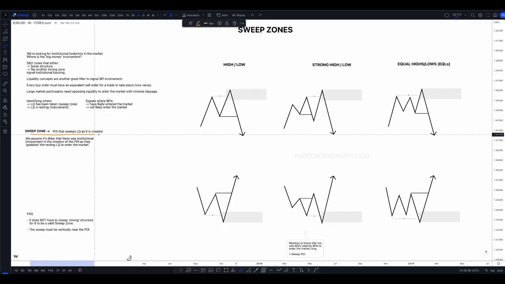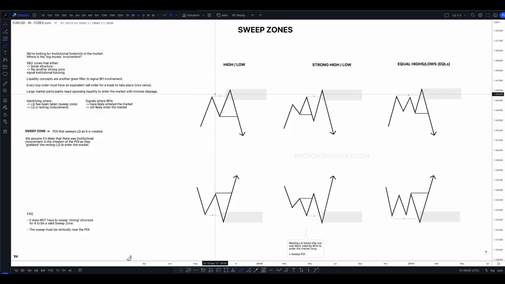So a sweep zone is a POI that sweeps liquidity as it is created, and we assume it's likely there was institutional involvement in the creation of the POI as they grabbed the resting liquidity to enter the market, right? So, another quick few examples. A point I want to make, and I think I alluded to this before, is how much liquidity is behind this high? We never really know, right? But we can look at certain structures and assume that some may have more than others.